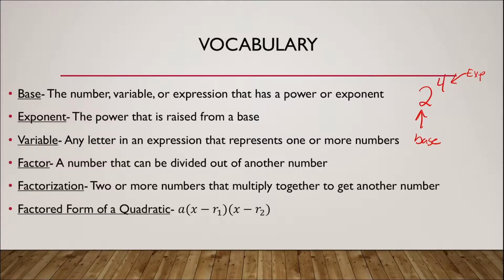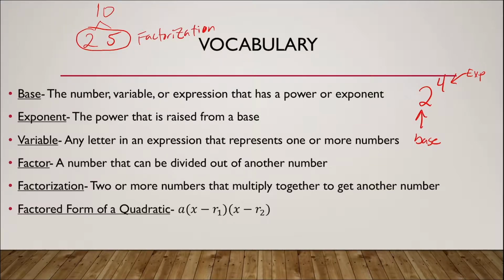A variable is any letter in an expression that represents one or more numbers. A factor is a number that can be divided out of another number. So say I have 10. A factor of 10 is 2. I can divide 2 out of 10. But a factorization is 2 or more numbers that are multiplied together to get another number. I would say, what times 2 is 10? There's 5. 2 and 5 are a factorization, whereas if you said 2 or 5 separately, that would just be a factor.